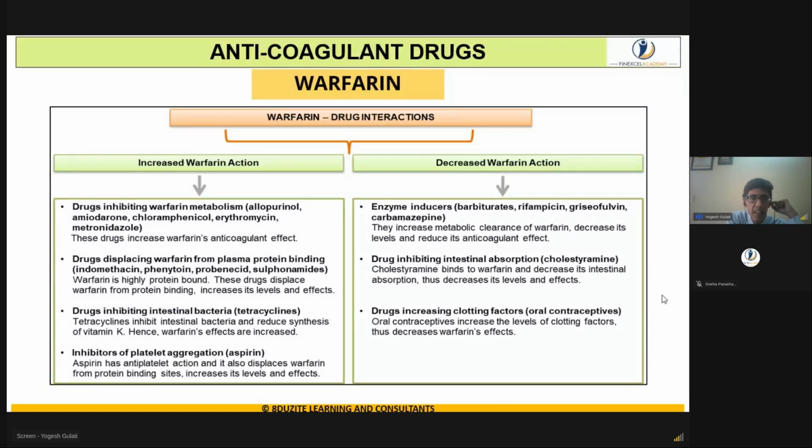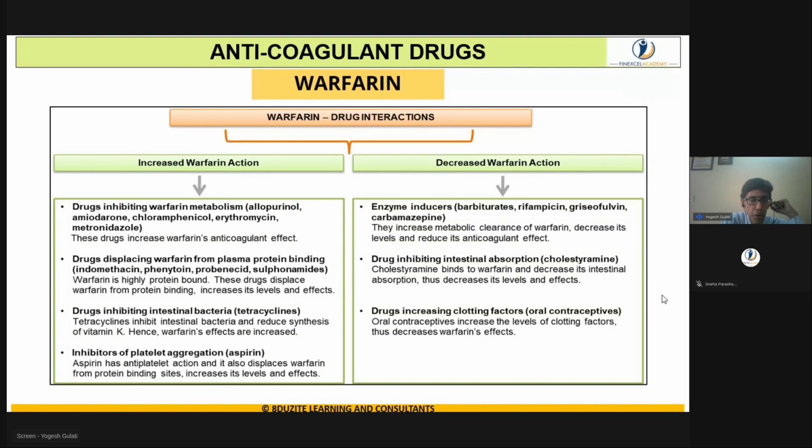On the left side, there are drugs which increase warfarin action. On the right side, there are drugs which decrease warfarin action. So we'll start on the left side. This appears complicated, but this is very simple to remember. Warfarin is metabolized by the cytochrome enzyme CYP2C9. So any drug which inhibits cytochrome enzymes, especially cytochrome 2C9, will increase the level of warfarin and the action of warfarin. So what are those drugs which inhibit or decrease the action of cytochrome isoenzymes, which will increase warfarin?